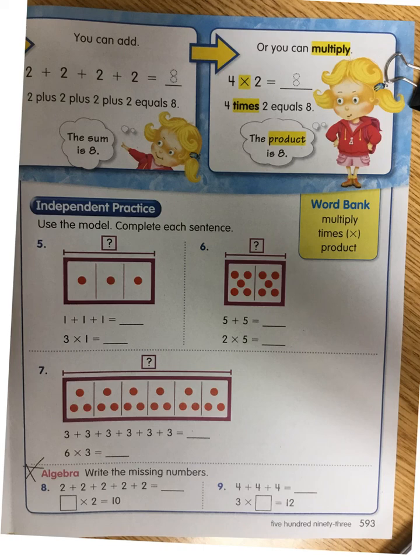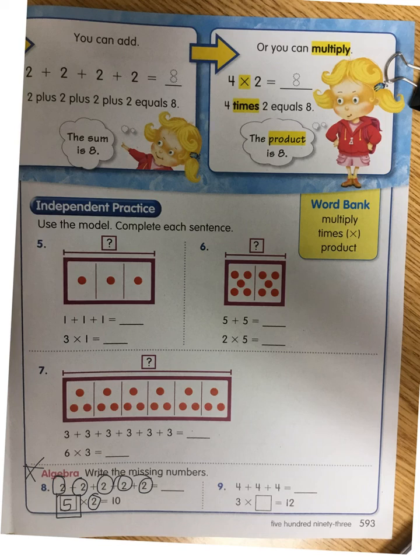Number 8. Write the missing numbers. So we already have the 2. This number is going to be how many times you added them up. So we added them 1, 2, 3, 4, 5. We added 2 5 times, so 5 times 2 equals 10.